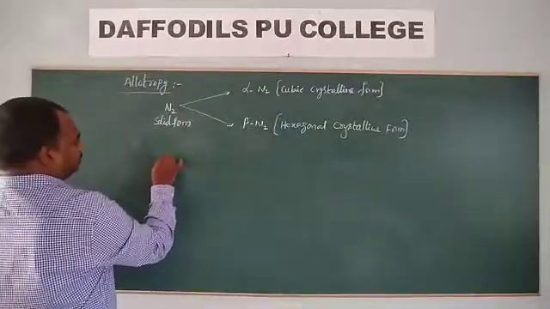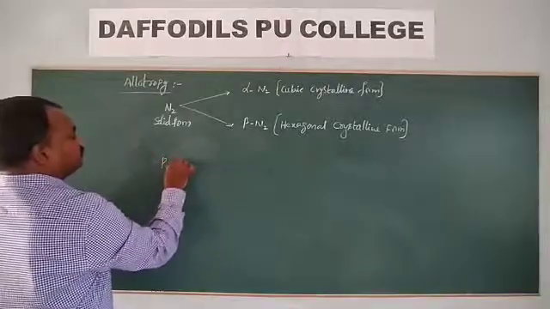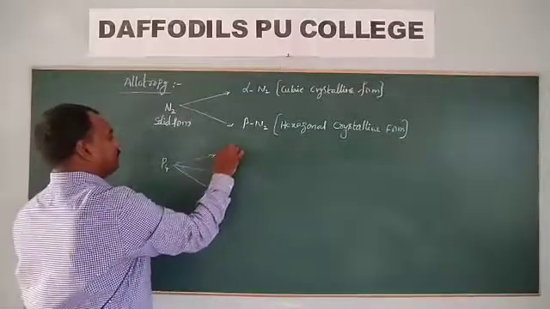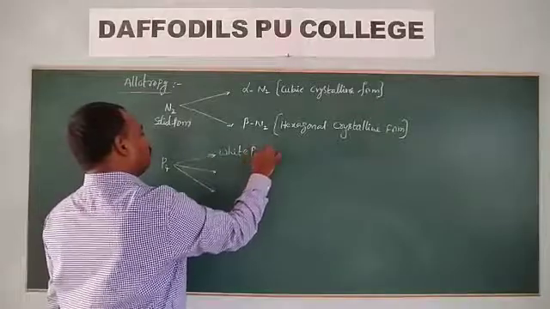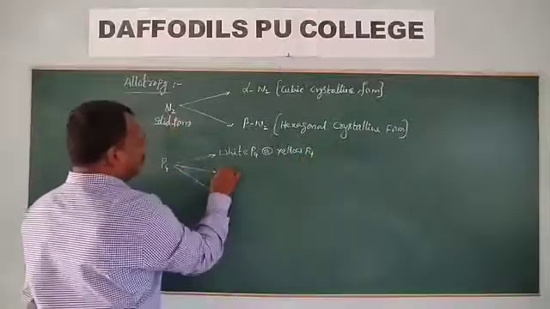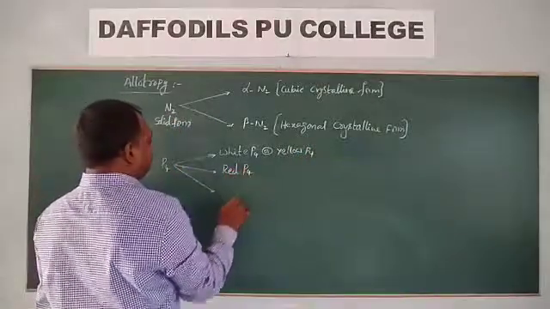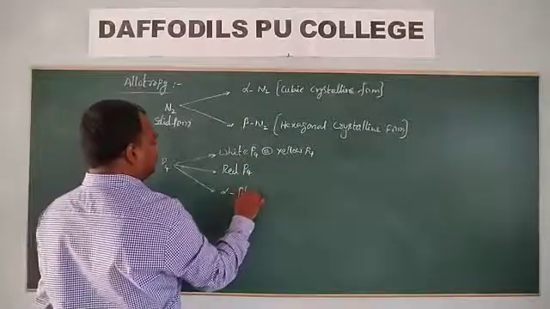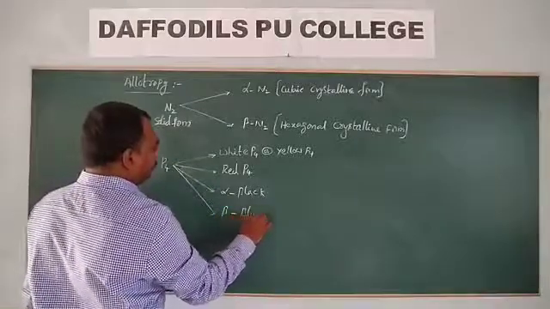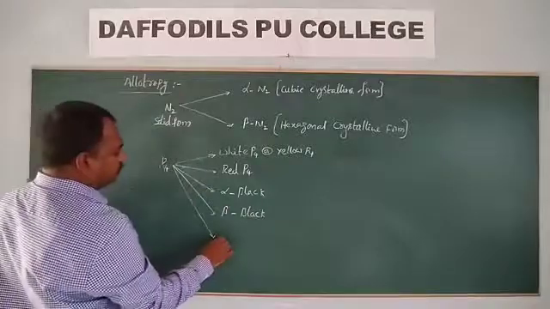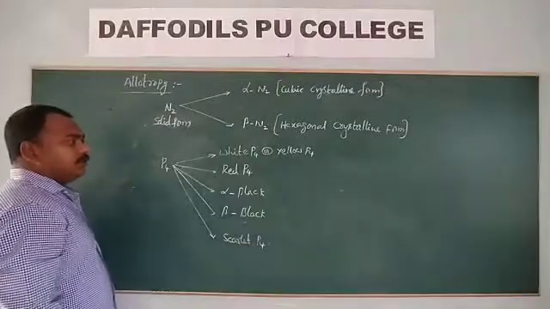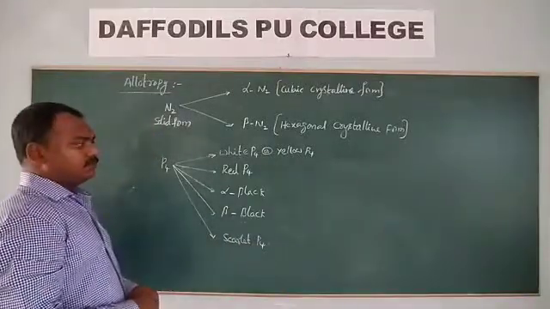Then what about phosphorus? Phosphorus exhibits a number of allotropic forms: P4, also known as white phosphorus or yellow phosphorus, red phosphorus, alpha black, beta black, and scarlet. These are the phosphorus allotropic forms.